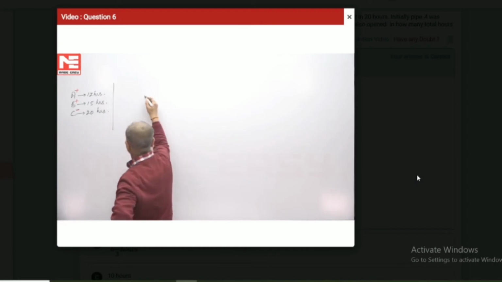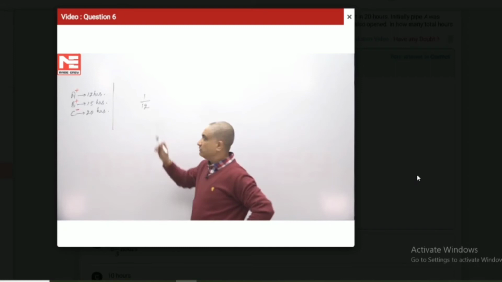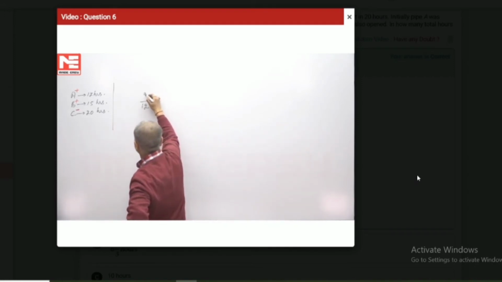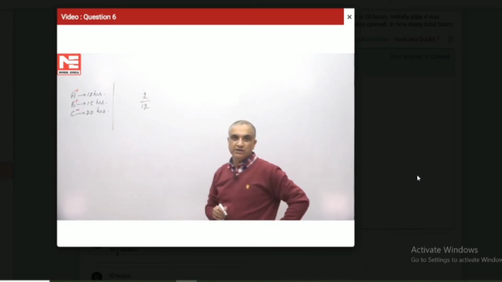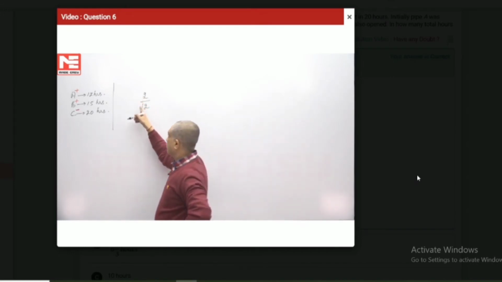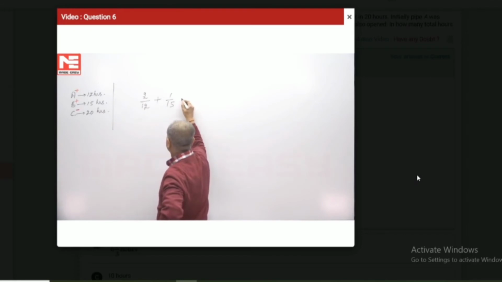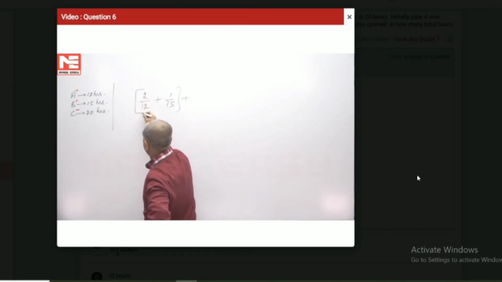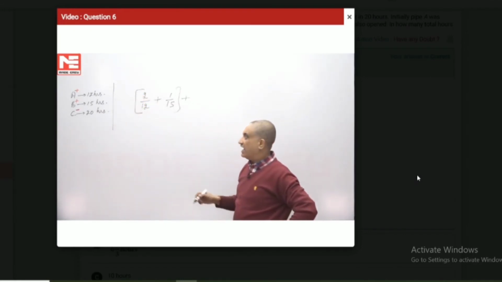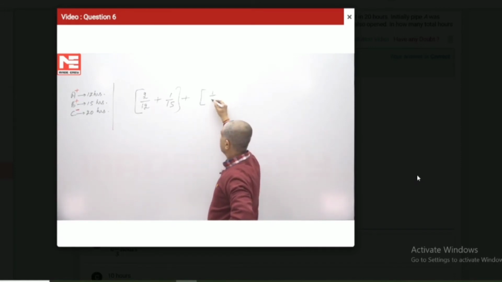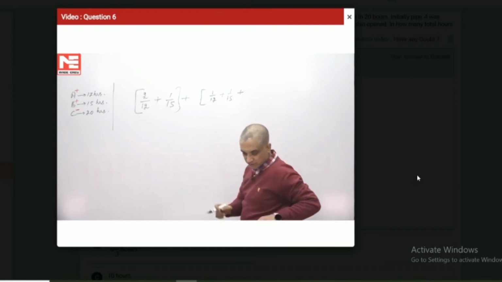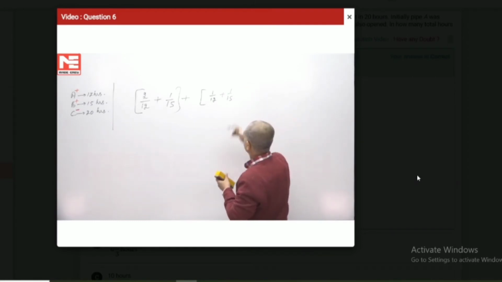So 1 hour work of A is 1 upon 12, but A was in operation for 2 hours when C started. So A was in operation for 2 hours, B was in operation for 1 hour, and now C is opened. Now C is opened and all of them, so this is work done by A in 1 hour, this is work done by B in 1 hour, and this is work done by C in 1 hour. It's a drainage pipe, don't forget to use a minus sign.